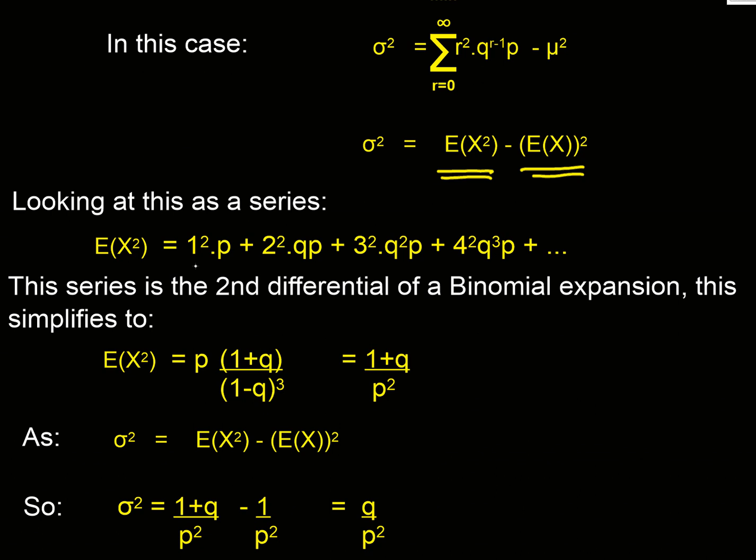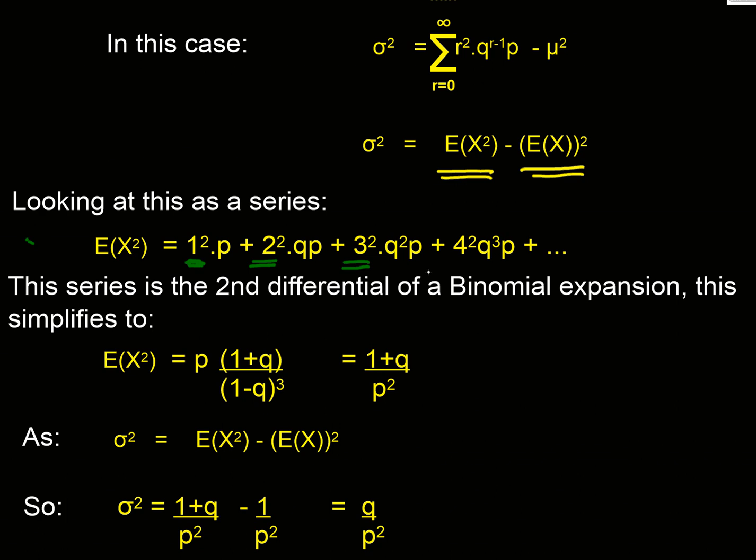If we substitute our values into the series this time, the only difference from what we had before is that we've got the value squared at the front rather than its value. So number of successes: the first, we're successful on the first trial, that would be 1 squared. On second trial, 2 squared. Third trial, 3 squared. And again, we can take the P out front, and we're going to see here that this is the second differential of a binomial expansion.